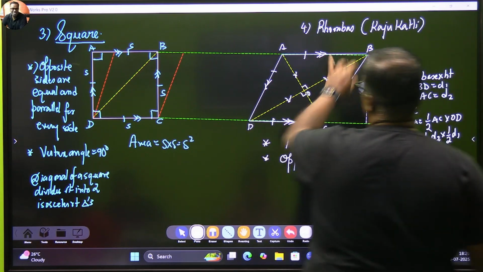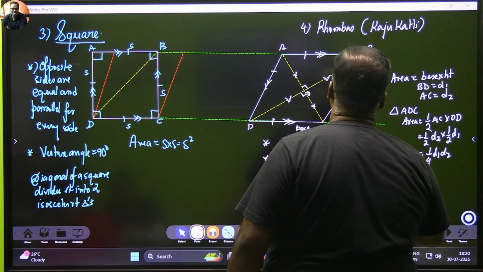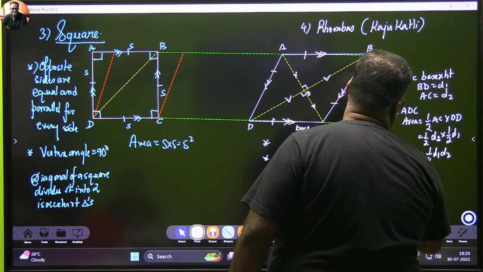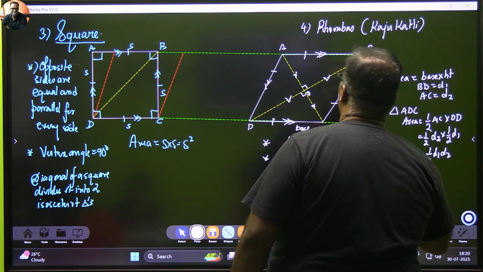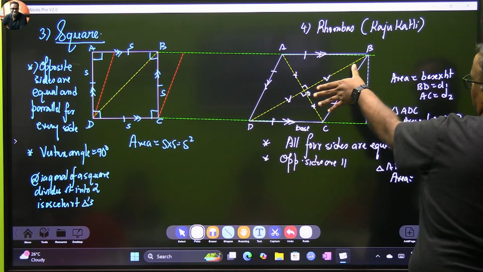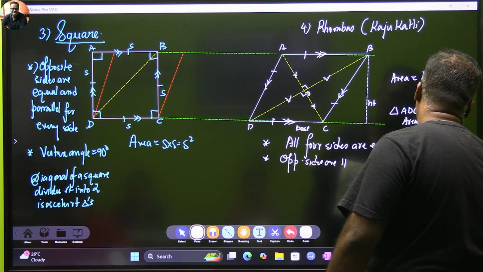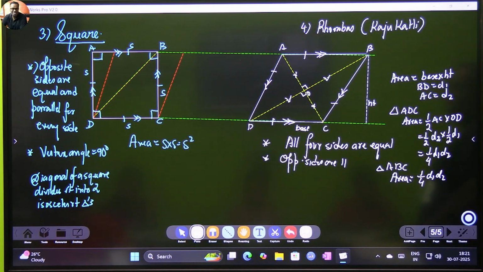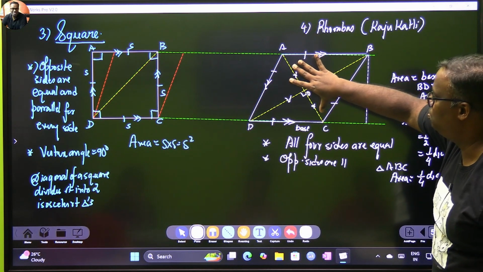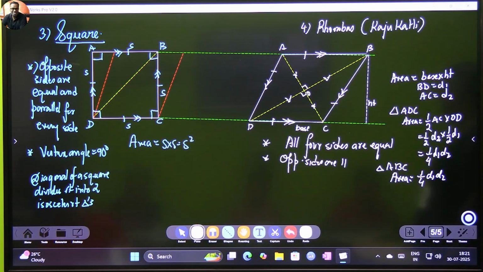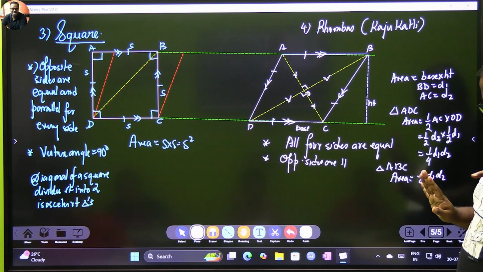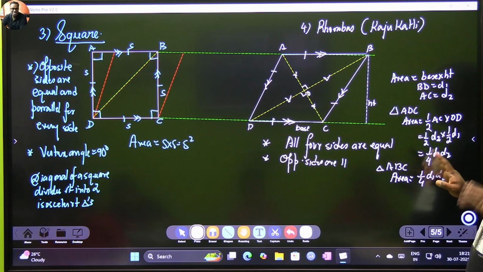Similarly, now look at this triangle. Triangle ABC. Now let's look at its area. This area will be half of this into this. So its area will also come out as 1/4 D1 D2. Half of this, half into base into the height. Just remain where I am. Up till here, are you okay or not? All of you agree or not? If there is slight doubt, I'll explain again.